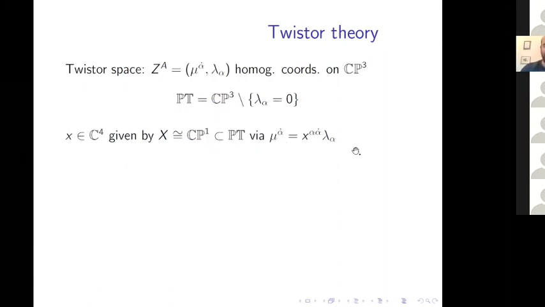That correspondence is encoded by something called the incidence relations. This is just an algebraic identity that relates x to mu and lambda, the two parts of the homogeneous coordinates on twistor space. And hopefully you don't have to look very long at this equation to convince yourself that this is the equation for a linearly embedded holomorphic Riemann sphere in CP3.